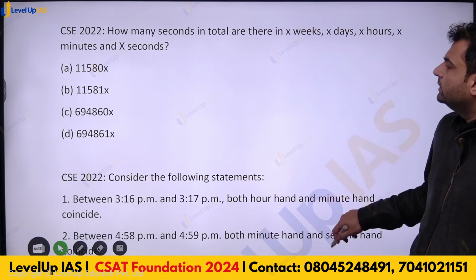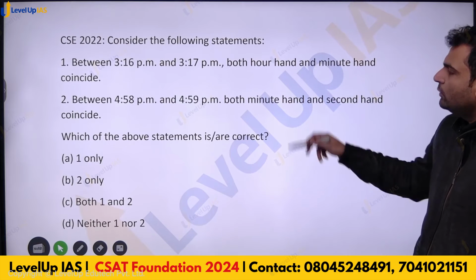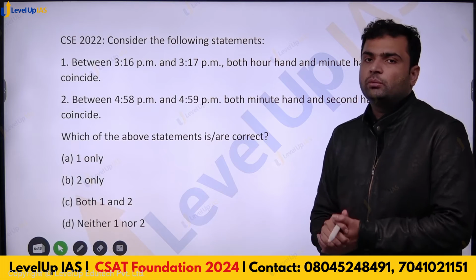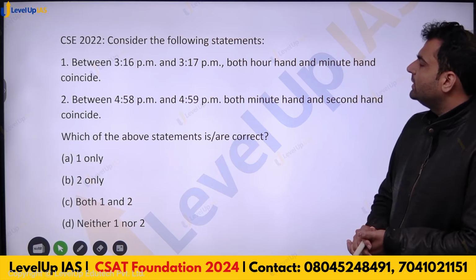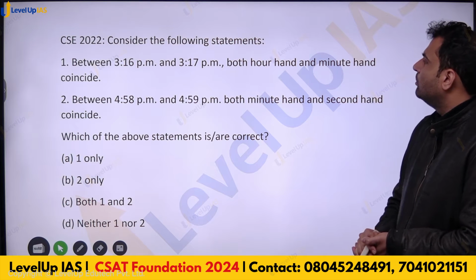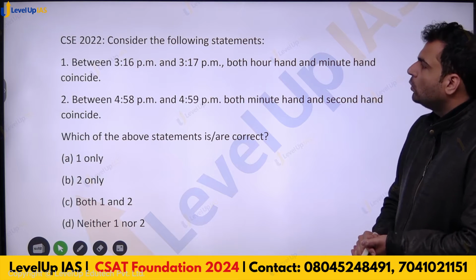Let us move on. Next question. We have two statements and we have to comment upon which of them are correct and which is not. First, between 3:16 p.m. and 3:17 p.m., both hour hand and minute hand coincide.